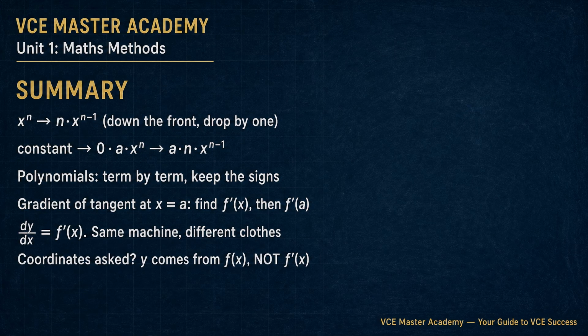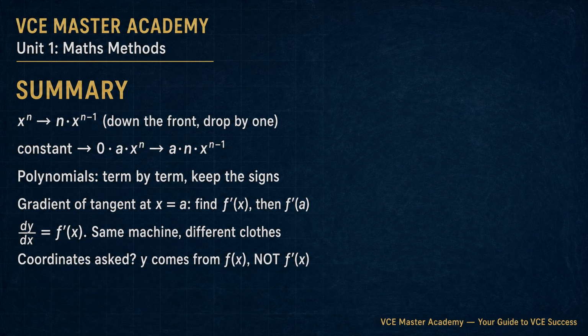Let's gather it all up. One rule runs the show. The power jumps down the front, then drops by 1. Constants differentiate to 0 because flat lines have no steepness. Coefficients wait, then multiply back in. Polynomials are handled one term at a time, signs untouched. And if the function arrives in brackets, expand first, then differentiate.